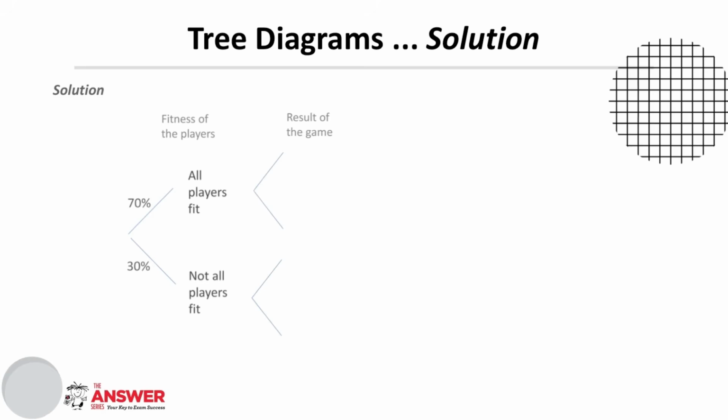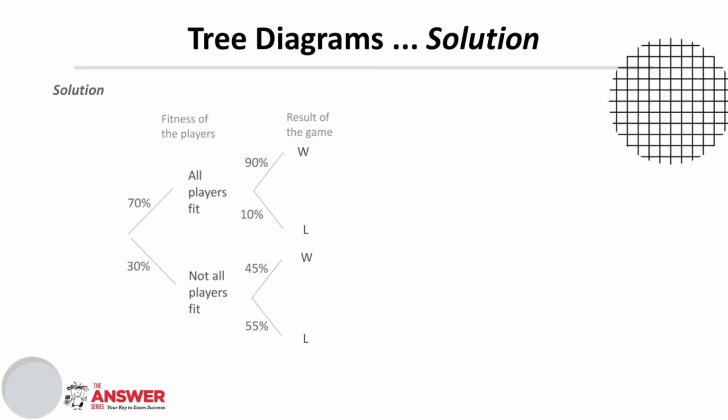From each of these, we will then have whether the team wins or loses, and we're told that the probability they will win if all their players are fit is 90%, and so we place 90% here, and can then place 10% along here. When they are not fit, we're told the probability of them winning becomes 45%, and so this is then 45%, and this 55%. Again, each of these need to add up to 100%.